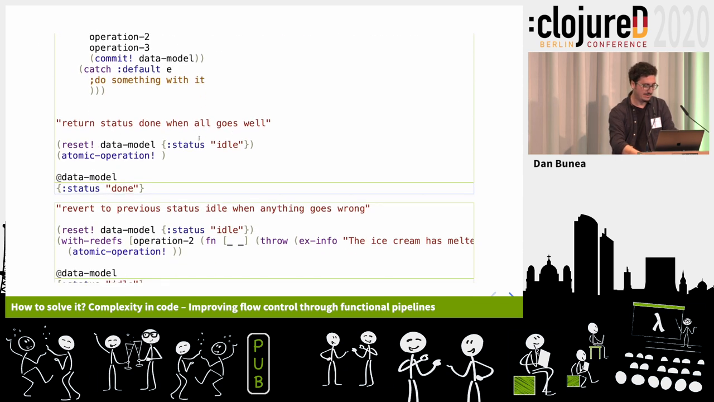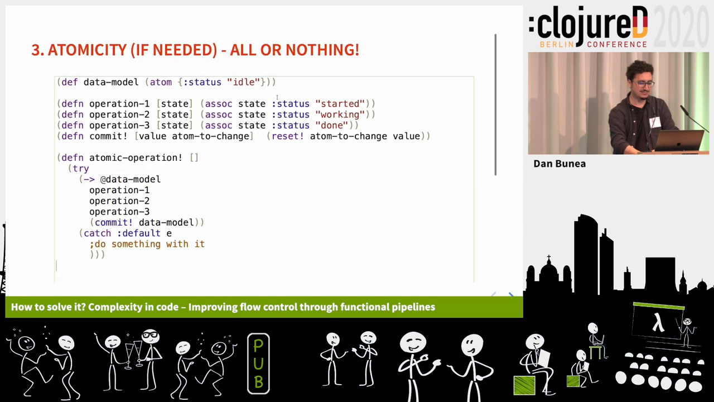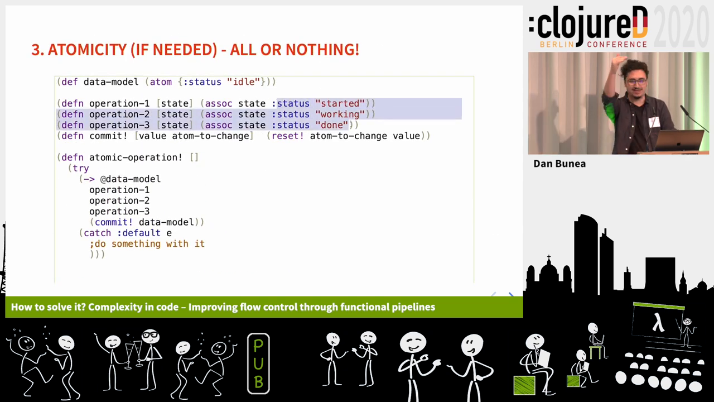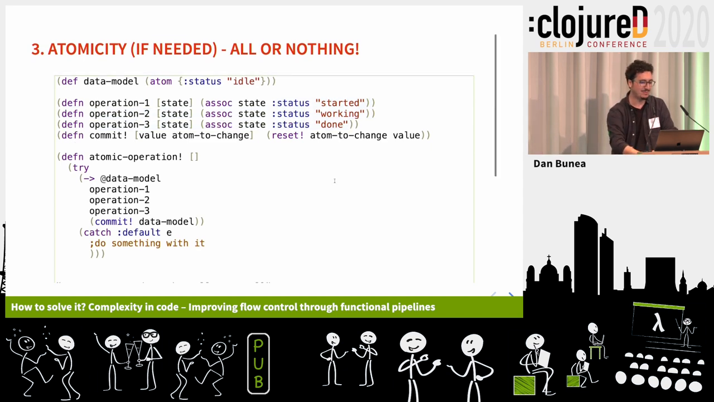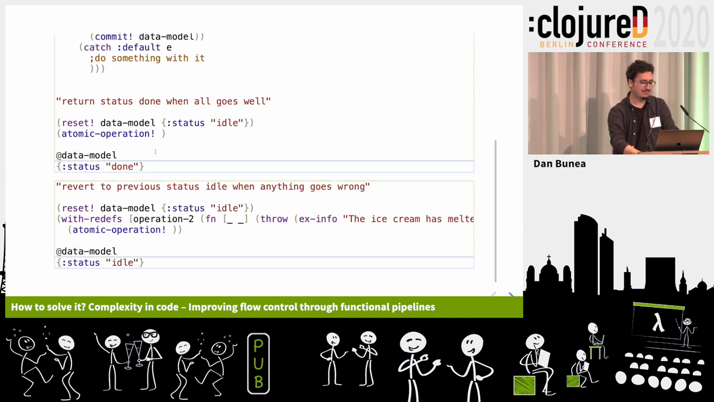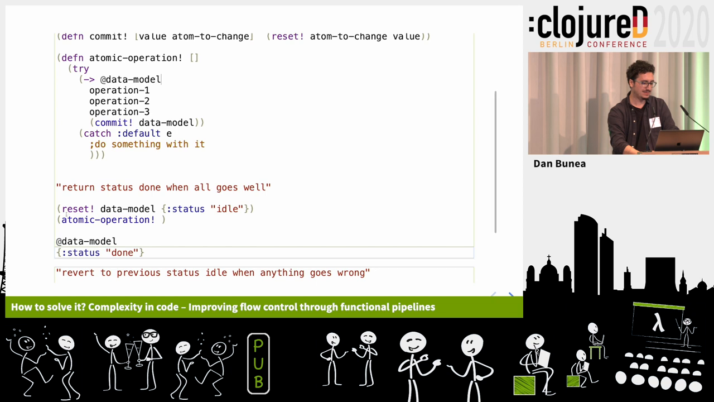Okay. So that would be the normal way. I just reset my data model to some previous value, which is basically idle. And these operations, as you could see, just move the idle to start it working, done. So that would be the three steps in my pipe. And normally, that's what it does, right? I start from idle, I do the atomic operation, then I look at my data model, and it's done.